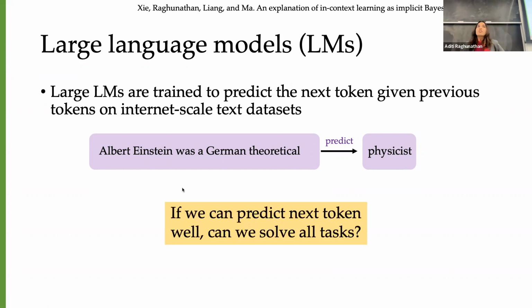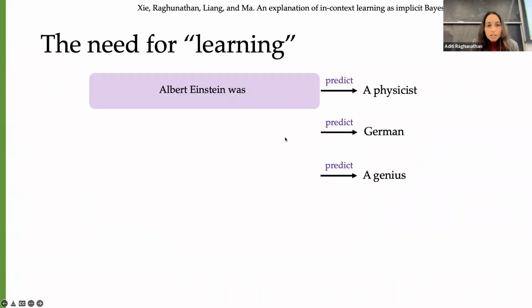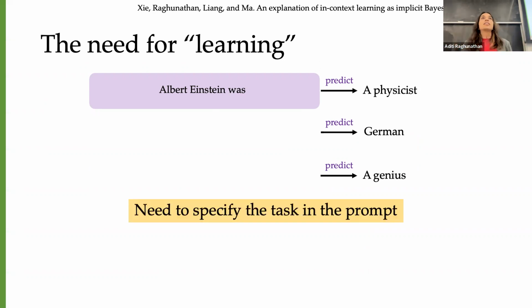So one question is, can we just use this to solve all the tasks? If the language model is very good at predicting the next token, have we just solved any classification task if we give it the right sentence? It's not that simple, because there are multiple completions a language model can make. Suppose I want to ask something about Albert Einstein. If I just give "Albert Einstein was", the possible completions are physicist, German, genius. So you need some way to tell the model what exactly the task is.